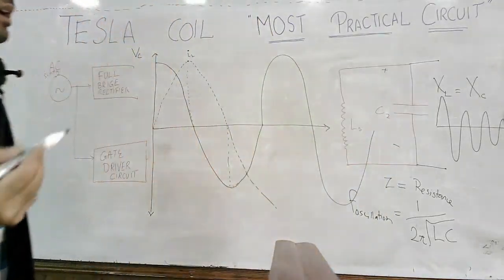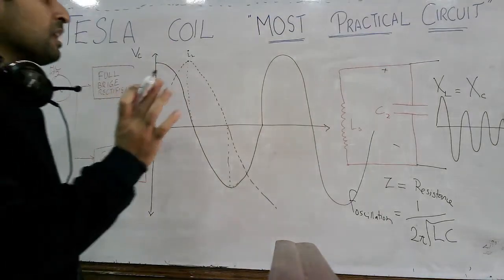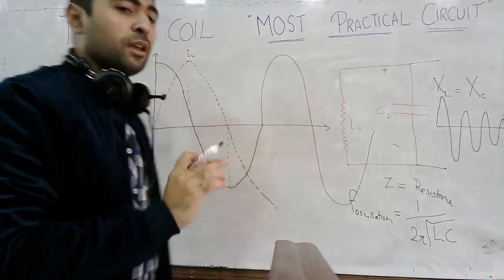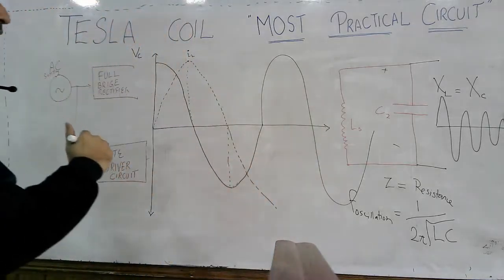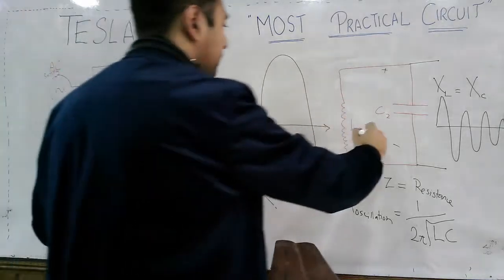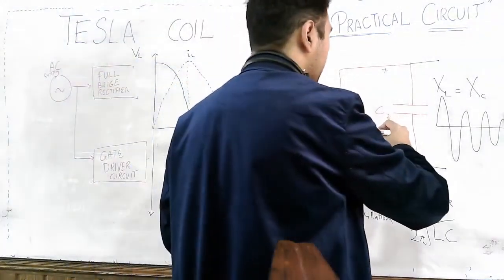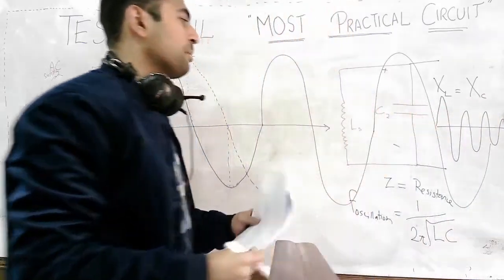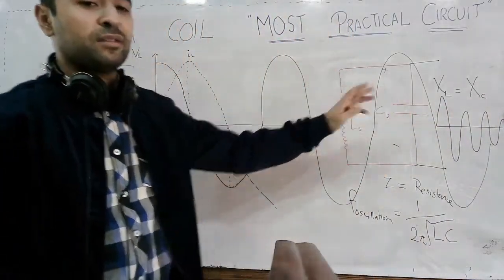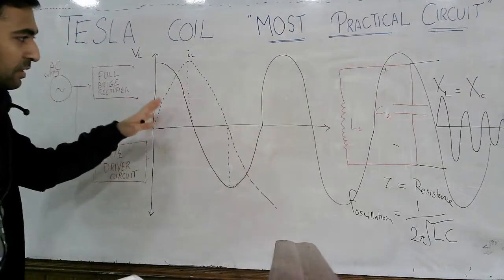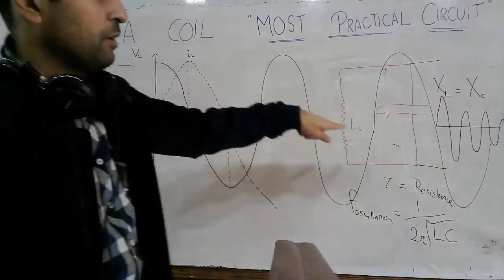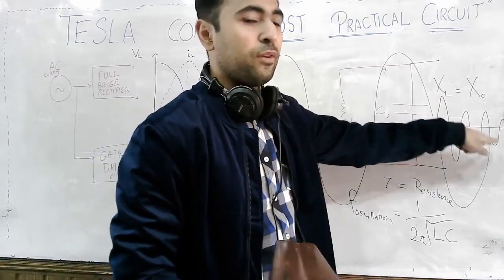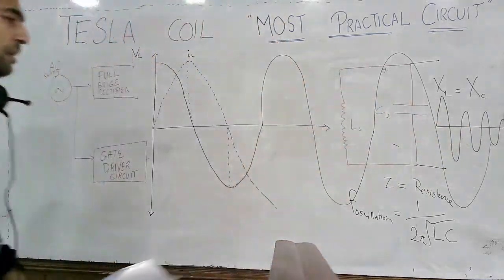But what happens is that at the resonating frequency, what do you get? You get this waveform of very high frequency. This waveform will be of very high frequency, but practically what happens? You have the circuit resistance. So, you get the damped sinusoidal waveform like that. Okay, this waveform you get across this capacitor.